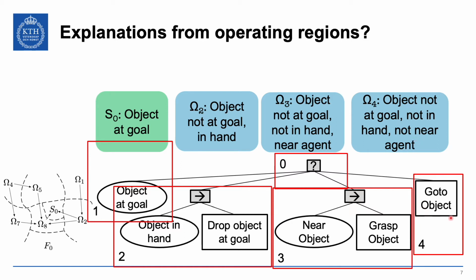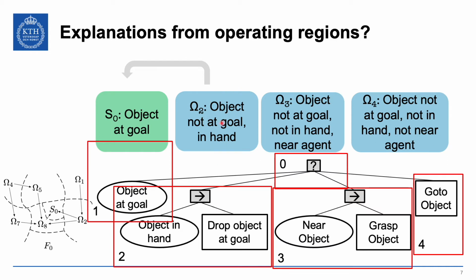So then you can say, okay, why are we executing go to object? Well, one explanation is the object is not at the goal, it's not in the hand, and it's not near the agent. But a more human explanation would be this. I'm going to the object in order to get near the object, in order to grasp the object and put it at the goal. But that's not clear from the operating regions.